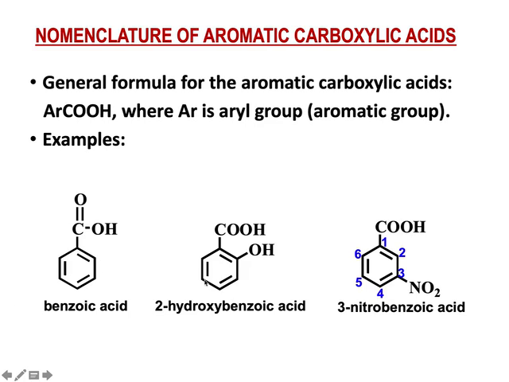Next is 2-hydroxy benzoic acid. The numbering follows the clockwise position, which means the C double bond OOH is designated as the first carbon, and then we follow clockwise. This one is C2, so 2-hydroxy benzoic acid. Here is the nitro substituent attached at the C3 of the benzoic acid. So the numbering of the aromatic ring must follow the clockwise direction.